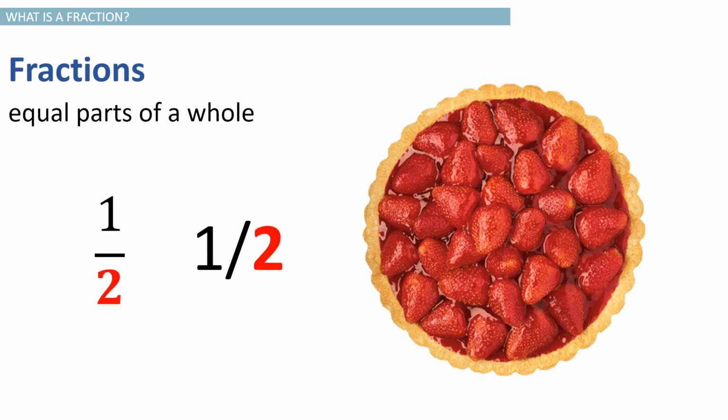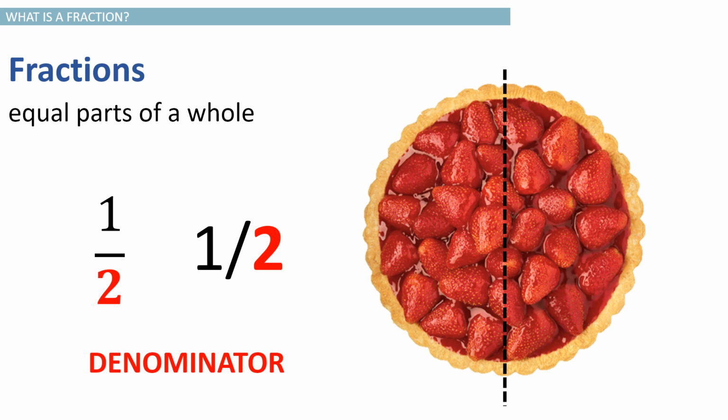The number at the bottom is called the denominator, and it indicates how many equal parts the whole is divided into. So in this case, the number is 2. It means the whole is divided into 2 equal parts.